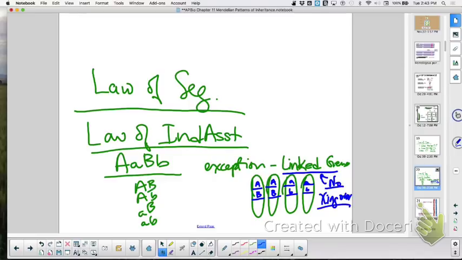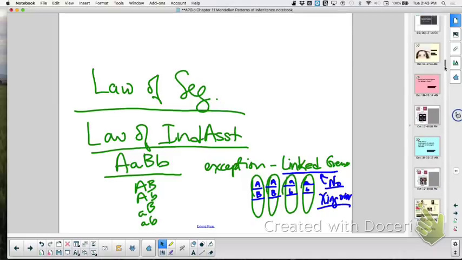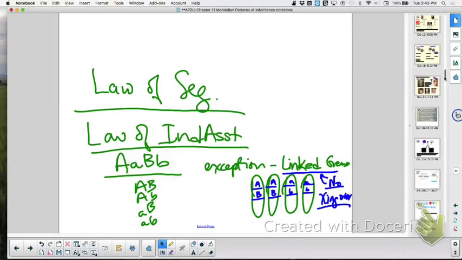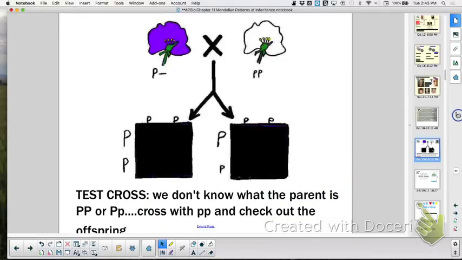Okay, so then that was the first part. Then, let's see. Then we went into what are the reasons for a test cross?